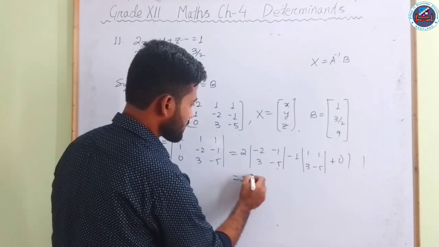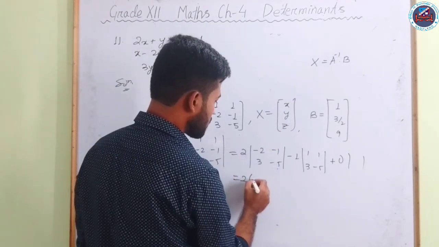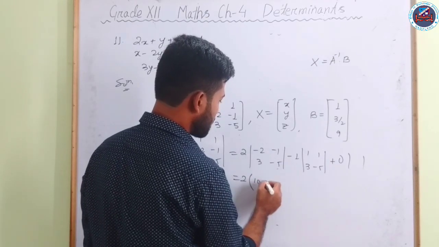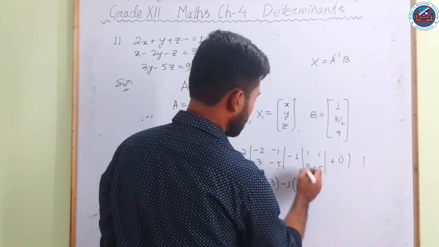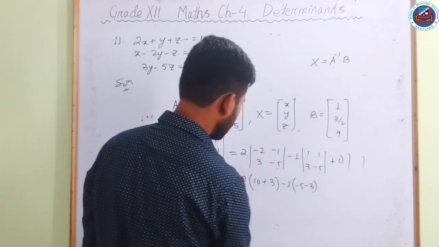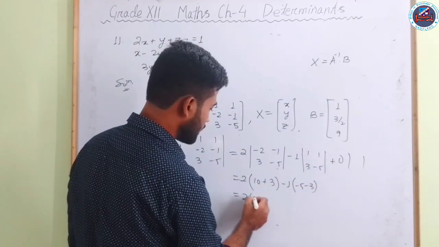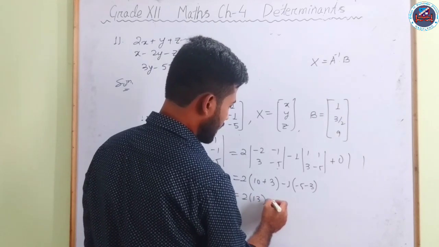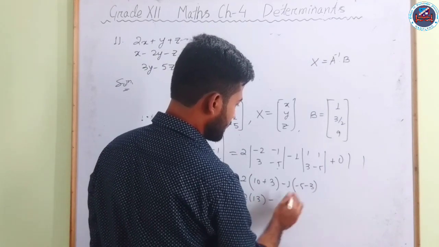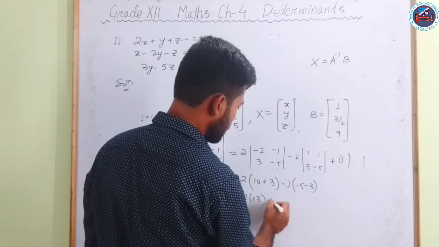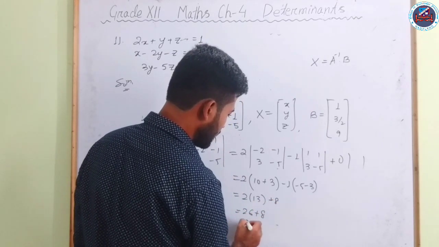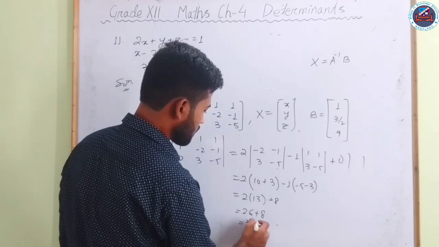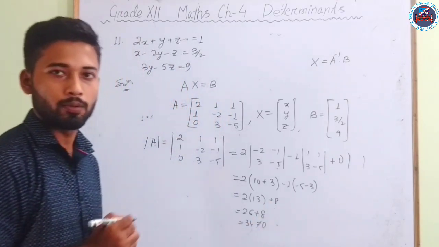Now this will give us minus 5 into minus 2 will be 10, and minus minus will be plus 3, minus 1 minus 5 minus 3. So this will give us 10 plus 3 13, and here we shall have minus 3 8, so minus 8 will be plus 8. So this will give us 26 plus 8, and that will be 34. So clearly this is not equal to 0.